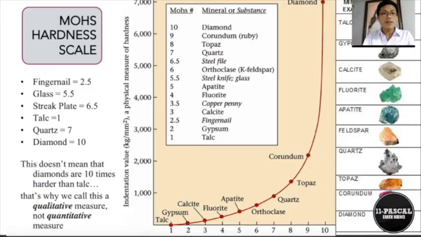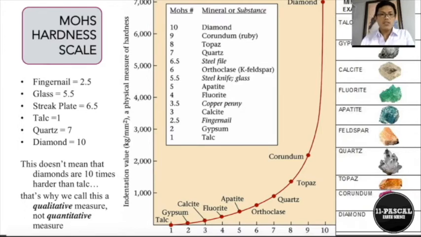So here's an example of the Mohs hardness scale. We have the 10 minerals mentioned. 1 being talc, the softest, 2 gypsum, then 3 calcite, 4 fluorite, then next apatite, feldspar, quartz, topaz, corundum, and diamond being the hardest.